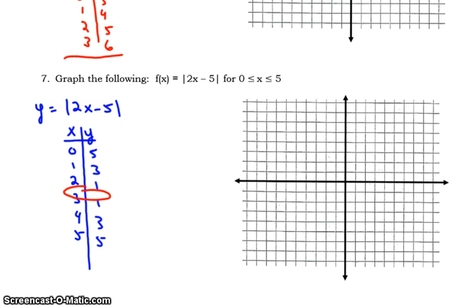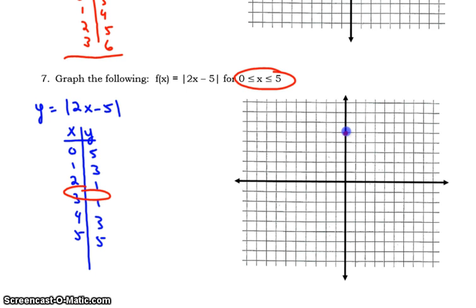Unfortunately, my first video ran out of time, so I have to go into a second video to complete the graphs that we were doing just a few minutes ago. Okay, what we're going to do is graph the absolute value of 2x minus 5, and remember that we can't go beyond the given domain, the restricted domain.